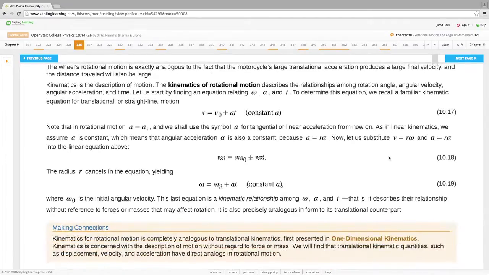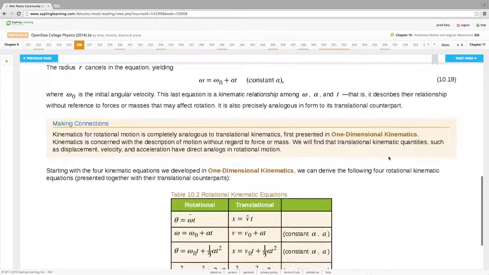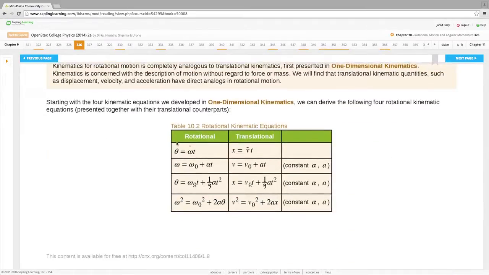Kinematics is very much the same as linear kinematics. We have these equations, and you can see that the computer messed them up a little bit. Hopefully they look better on your computer. I'm using an older computer right now. But you have these same equations that we can use, and you can combine them to learn things.